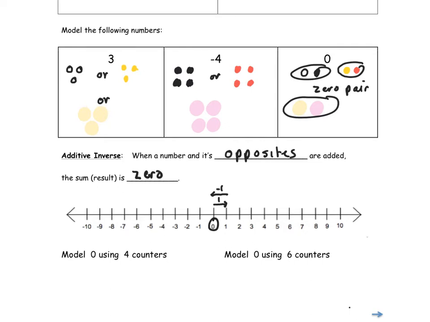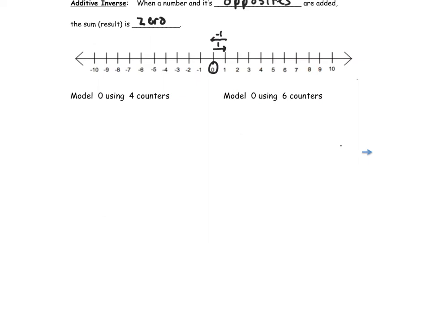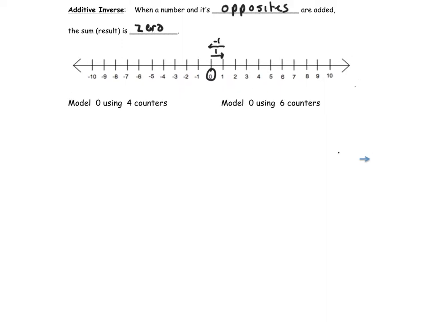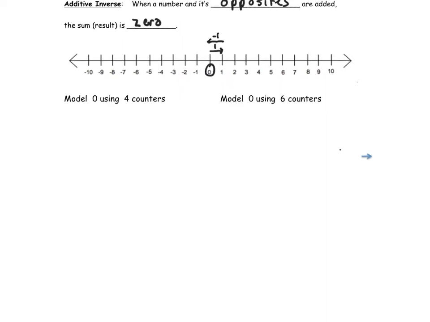So at the bottom of the page, it asks us to model 0 using 4 counters. I have to use 4 counters. They want me to use 4 of them. So I'm going to start with a positive. I'm going to use my positive, and I'm just going to model it with an open circle. But in order to make that 0, because right now I have 1, I need its opposite.